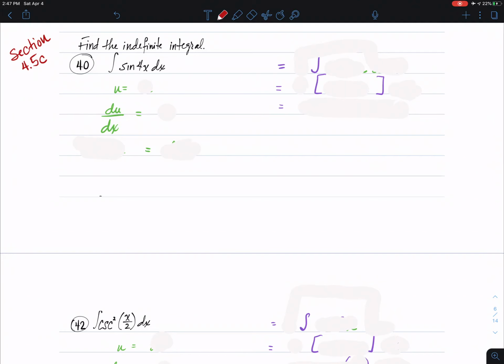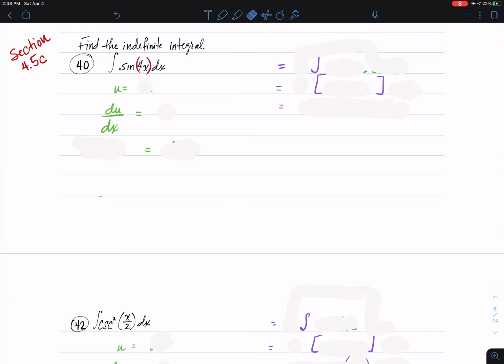Hey folks, so this is the third video in section 4.5, and these questions that we're going to be working on are all trigonometric questions. The directions just tell me to find the indefinite integral. So let's go ahead. First thing is I don't love the way that this particular question was written. If it were me, I think that they should have put a set of parentheses around the 4x, but nonetheless, it does mean the same thing.